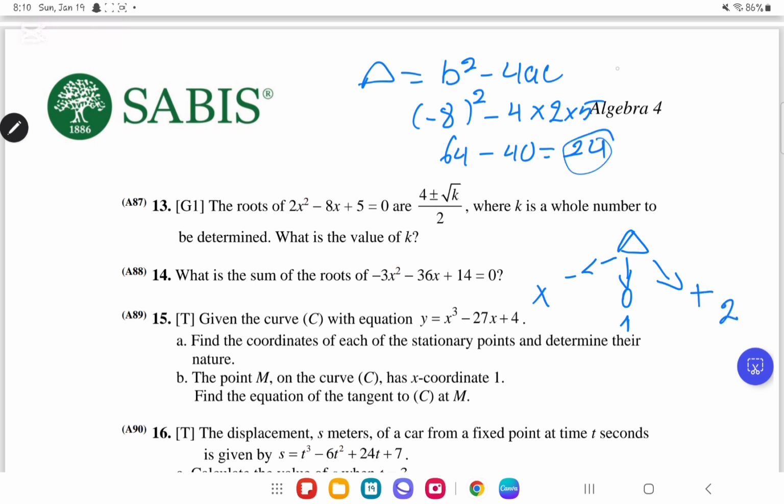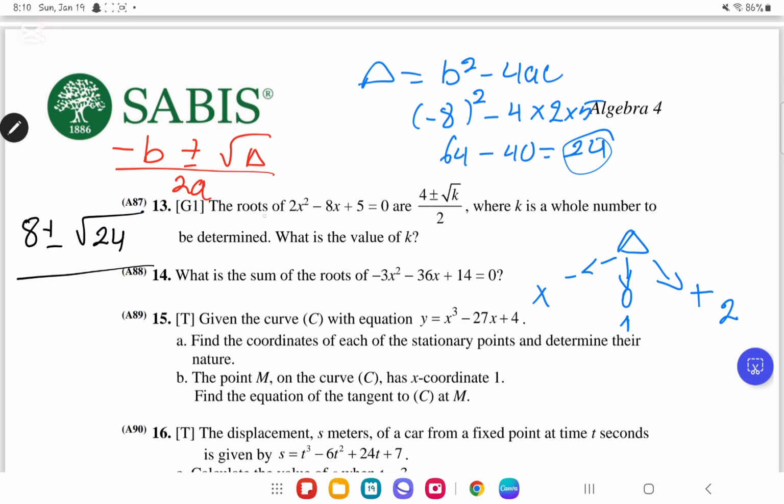Okay, so in this case, it's positive, meaning we have 2 real roots, which are minus b plus or minus radical of the discriminant divided by 2 times a. So in this case, we are going to substitute. It's going to be minus of minus 8, which is then 8. So 8 plus or minus radical of the discriminant, which is 24, divided by 2 times 2, which is 4.